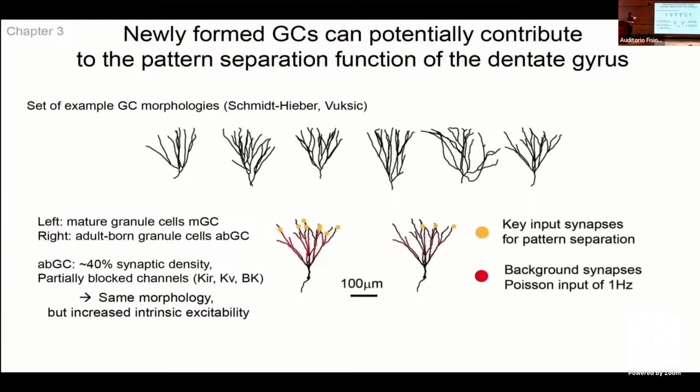As a last topic, we were also interested in differences between the mature granule cells and adult-born granule cells, because the dentate gyrus is known as one of the rare areas in the brain where new granule cells can be generated consistently during life, and they can also contribute to the pattern separation function. Certain conditions are different. We use the same morphology, but some of the potassium channels are blocked, as I mentioned before, and the synaptic density differs.